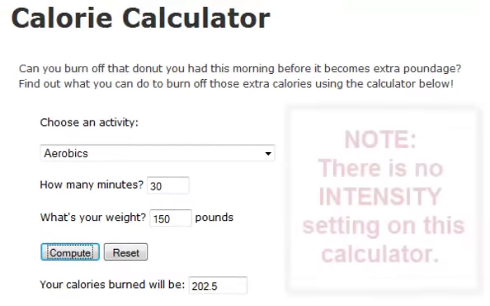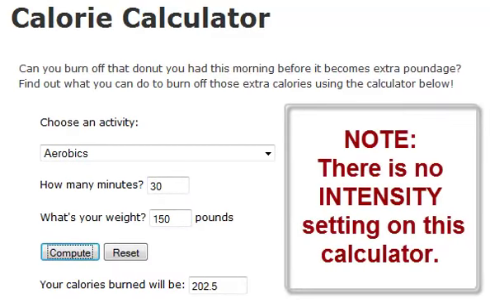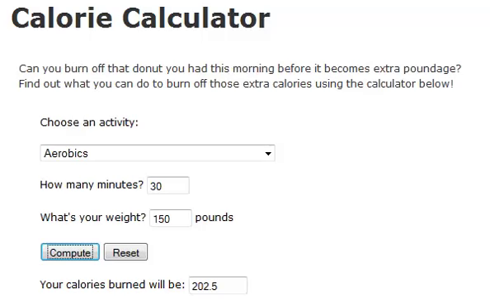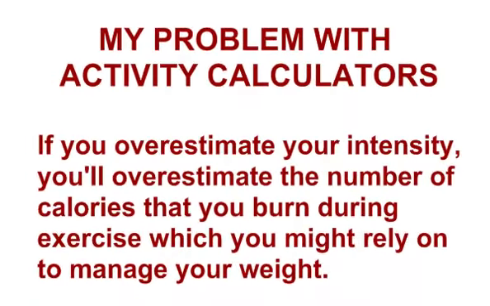Now if this calculator was equipped with a way to enter the number of beats per minute of your heart, that would make it extremely accurate, and you could probably use it to gauge whether you're burning off the calories that you consumed for eating that donut in the morning. So be very careful and be aware that there's a problem with these calculators.